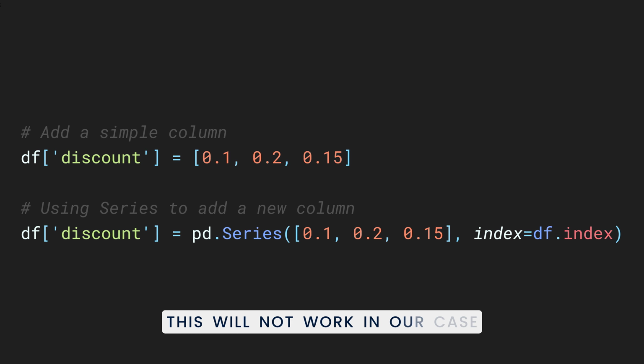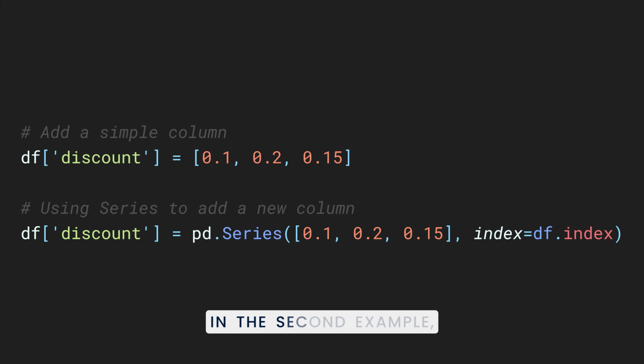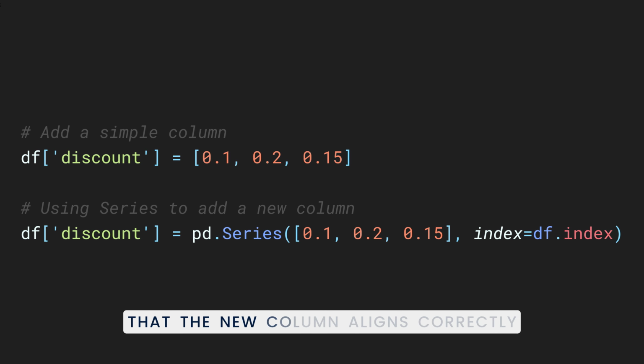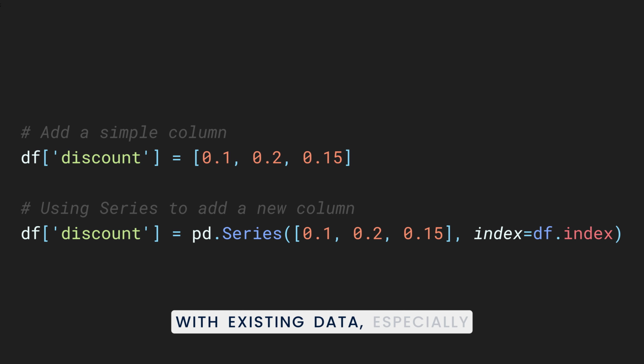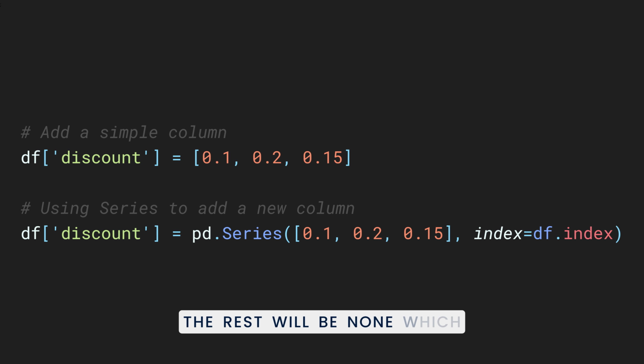But this will not work in our case since the length of the list does not match the number of rows in the data frame. In the second example, we use pd.Series to create a new column with specific index alignment. This is useful when you want to ensure that the new column aligns correctly with existing data, especially when dealing with larger datasets. So, in the second example, the first 3 rows will be assigned the values 0.1, 0.2, and 0.15 respectively, while the rest will be None, which is the default value for missing data in Pandas.